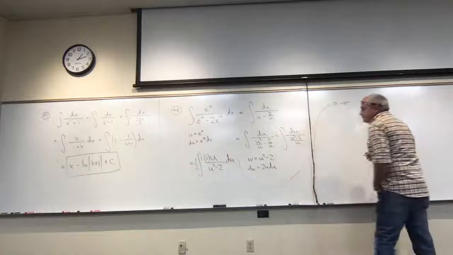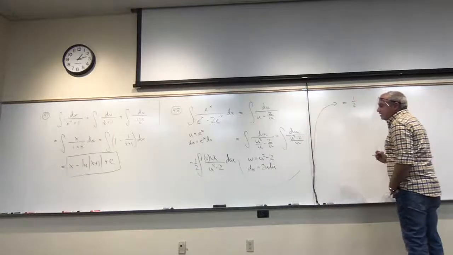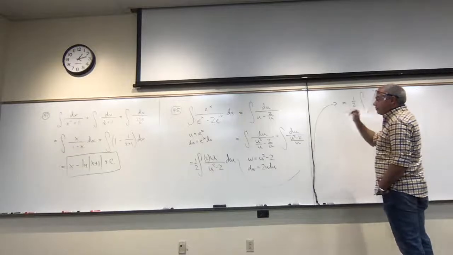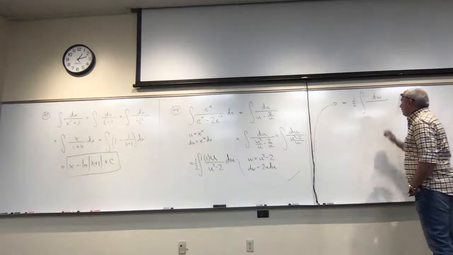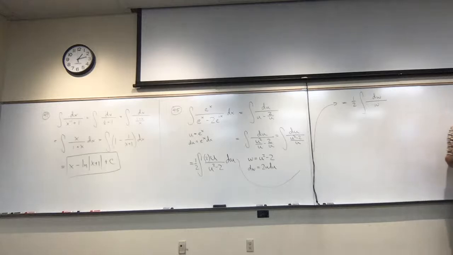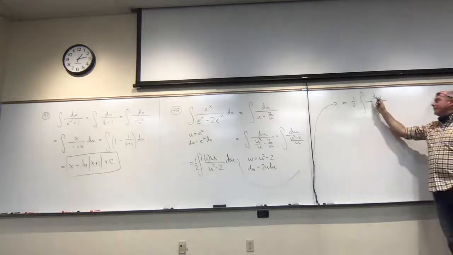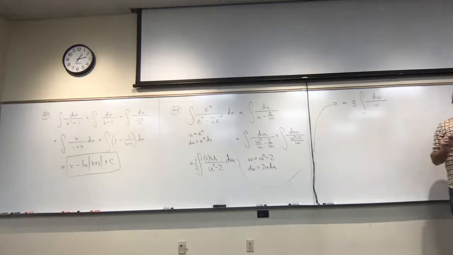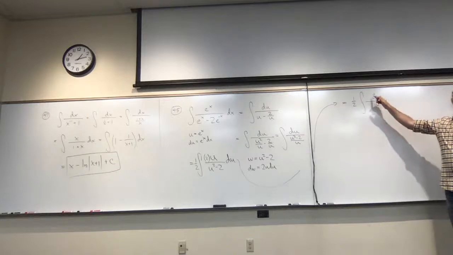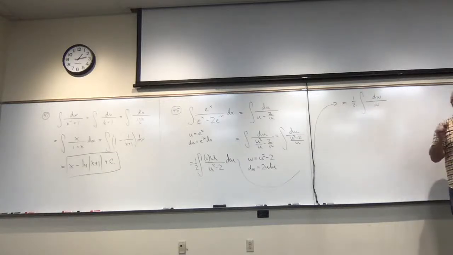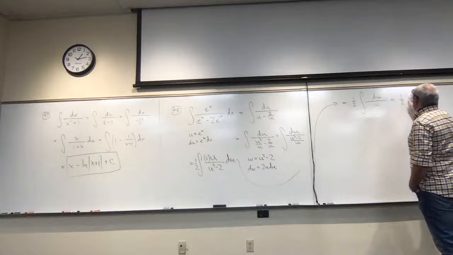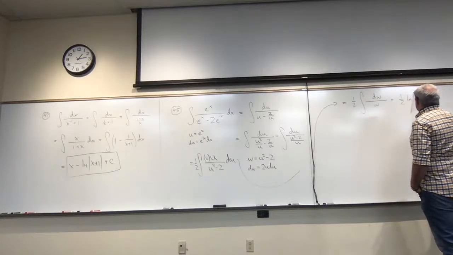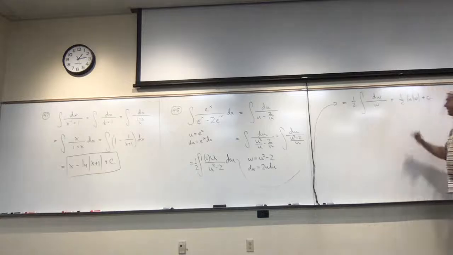Over here, I still have that 1/2 sitting outside. Inside, I have 2u du, which is called dw. And on the bottom, I have w, correct? And what's the antiderivative of 1 over w? Yeah, the derivative of the bottom is the top, right? So it's ln of the absolute value of w. So this is equal to, the 1/2 just stays, and the antiderivative is ln of the absolute value of w plus c.